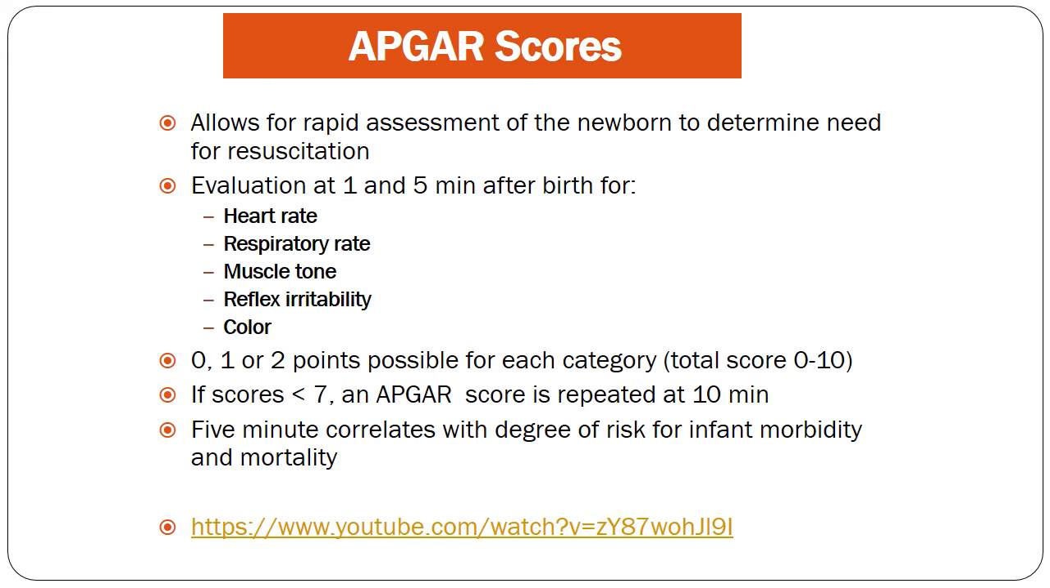APGAR scores. It allows for rapid assessment of the newborn to determine the need for resuscitation. We evaluate at 1 and 5 minutes for heart rate, respiratory rate, muscle tone, reflex irritability, and color. So you get 0, 1, or 2 points for each category. If you score less than 7 at 5 minutes, the score is repeated at 10 minutes. The 5-minute score correlates with the degree of risk for infant morbidity and mortality.